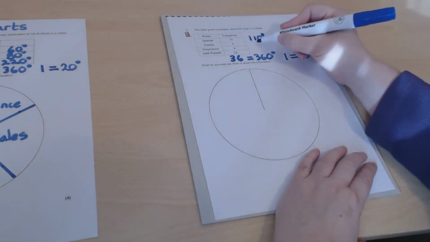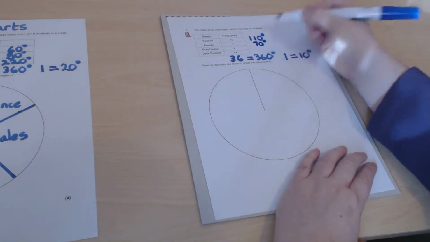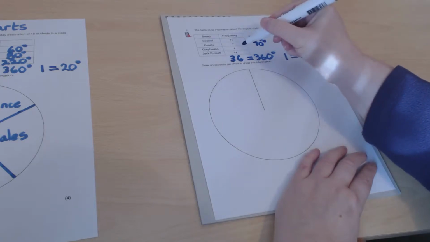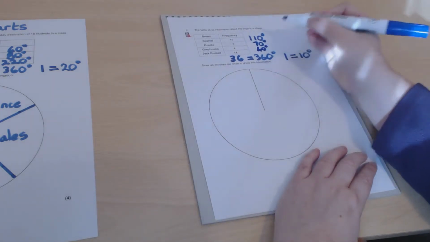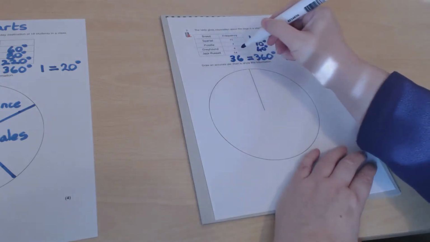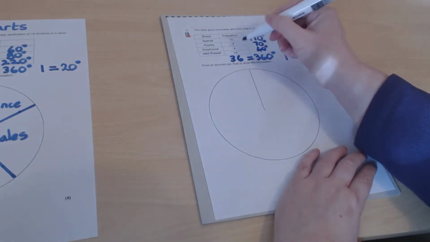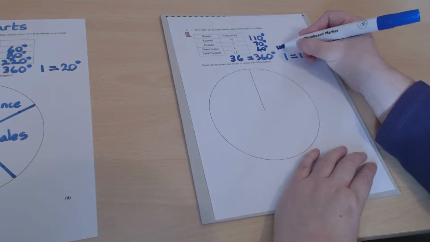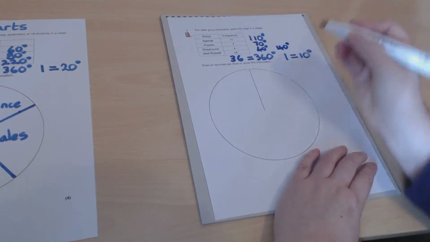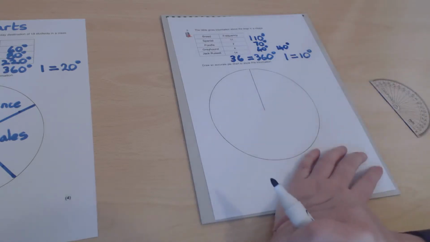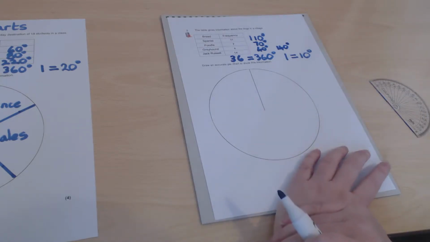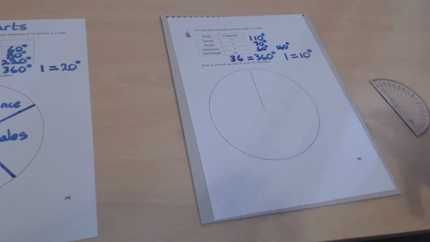7 poodles, so that's 70 degrees for poodles. The greyhounds are 4, so that's 40 for those. And sorry, I've run out of space. And the last of all, we've got Jack Russells, which is 14, so that will be 140. Now it can pay to add those numbers up just to make sure that they do add up to 360. It's just an extra check to know that you haven't done your sums wrong.